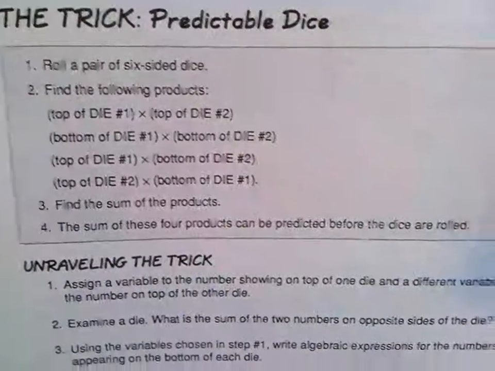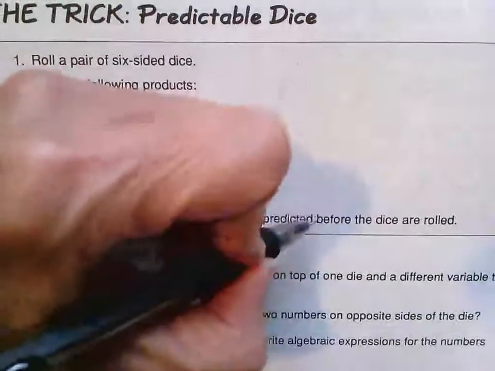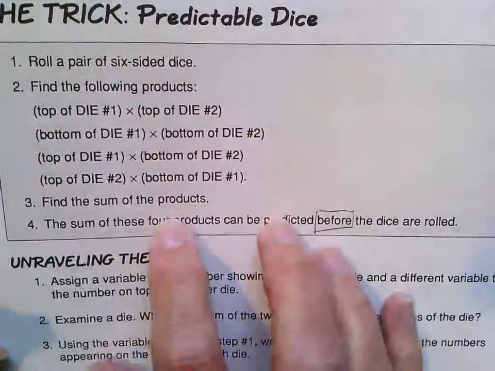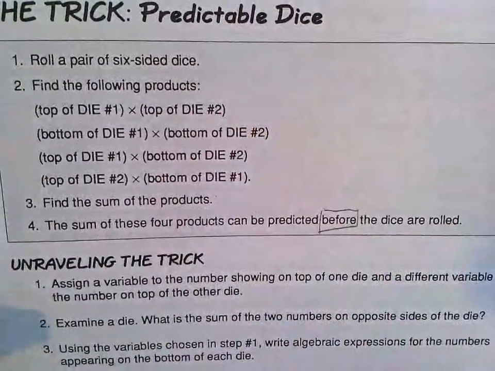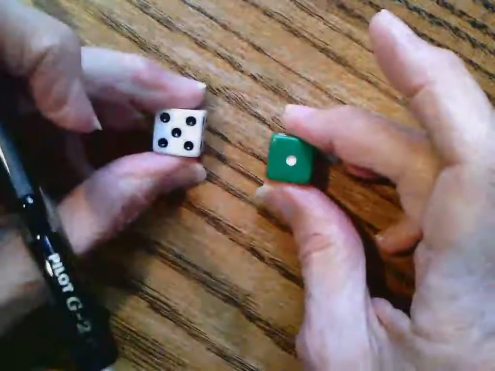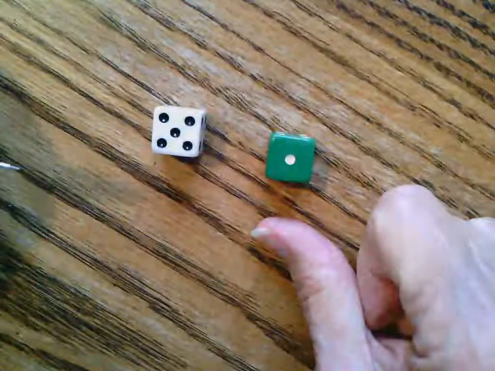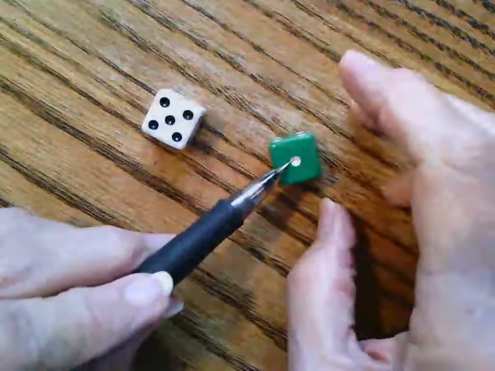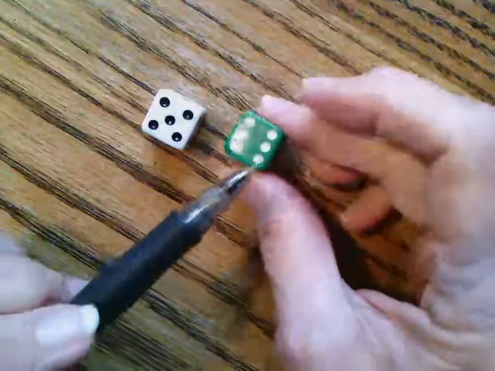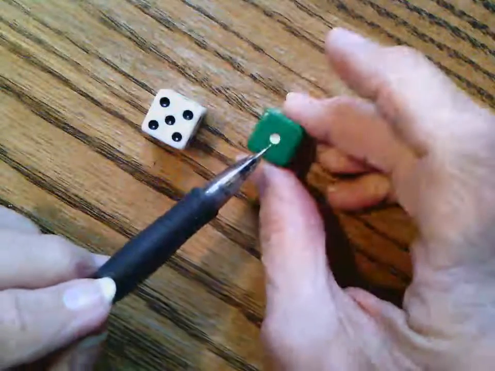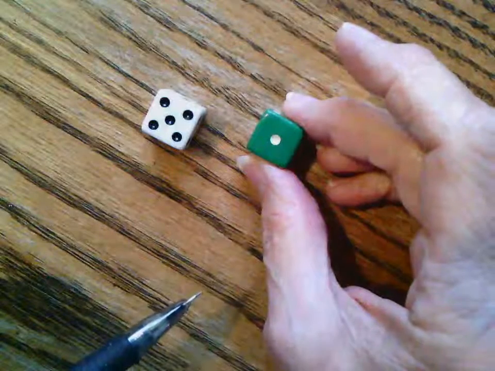The sum of these four products can be predicted before the dice are rolled. So that's what you would be doing, another prognostication, a prediction. One thing you may or may not know about regular six-sided dice is that opposite sides always sum to 7. So no matter what is rolled with a six-sided regular die, the opposite side is always going to be a number that when added to the number on top has a sum of 7.